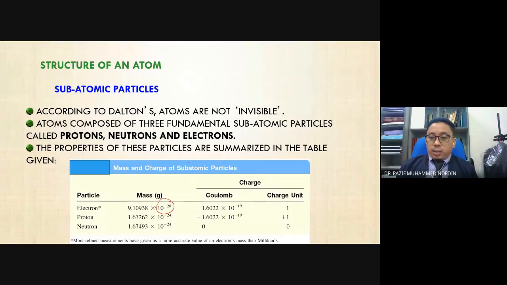And then the charge of the electron is minus 1. While for the proton, the mass is 1.6 times 10 to the power of minus 24, and the charge is positive 1. While for the neutron, 0 charge. Careful, eh? So only the neutron has 0 charge. Electron minus 1, proton plus 1 or positive 1.